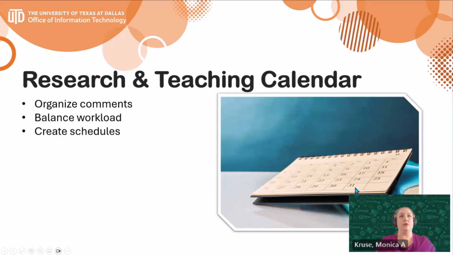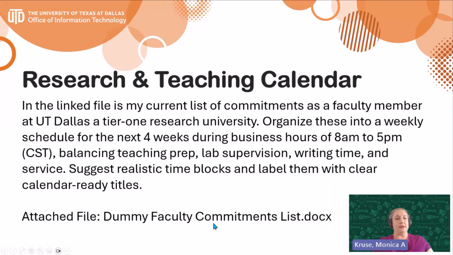So for creating a calendar, I know AI works best when you provide a clear role and goal, especially when AI can organize your data into a realistic weekly schedule with business hours, balancing teaching prep, lab supervision, writing time and service. Okay, so let's see what that would look like in a prompt. All right, so let's pretend that I'm a faculty member and I need to organize all my commitments like grants, manuscripts, and teaching, just to name a few.